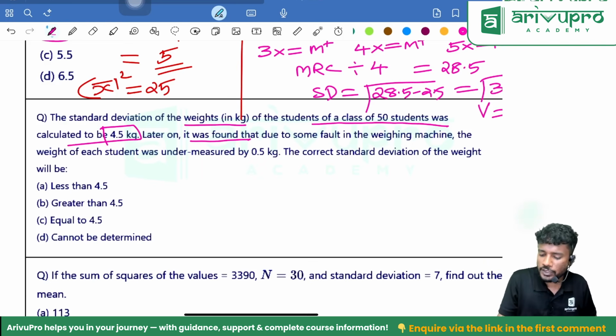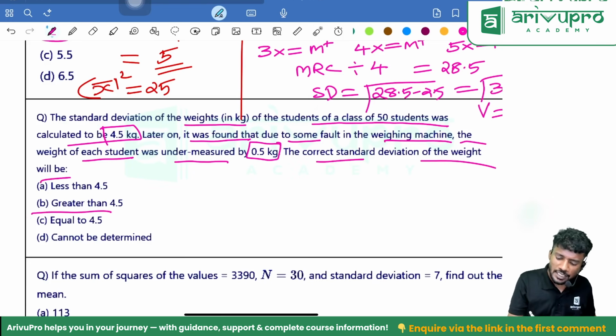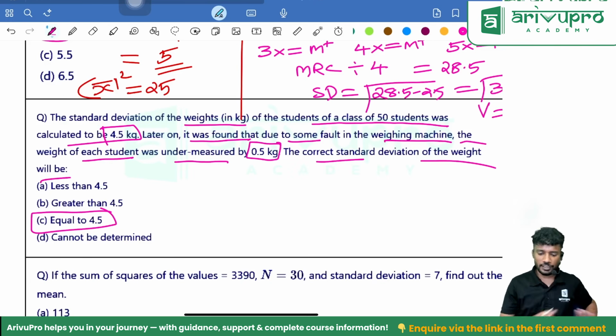Later on it was found that due to some fault in the weighing machine, the weight of each student was under measured by 0.5 kilogram. The correct standard deviation of the weight will be what? It will not change, because we are only reducing some values. Will it affect it? No, it will not affect. Standard deviation is the same.